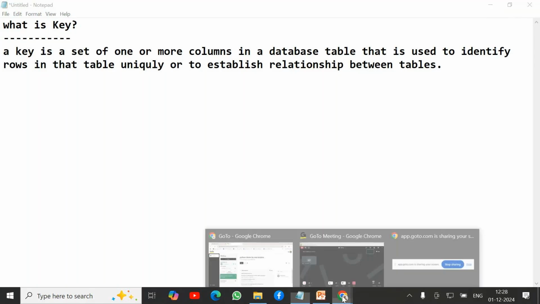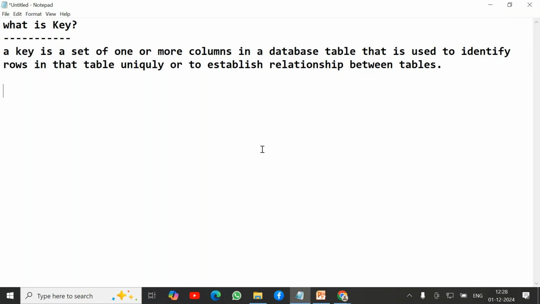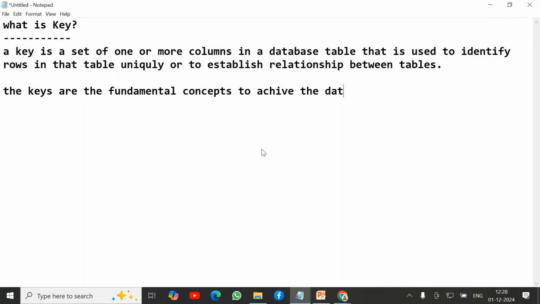Okay, now observe very clearly. Keys are a fundamental concept to achieve database integrity and efficient querying, to retrieve the data faster, and to maintain database integrity.